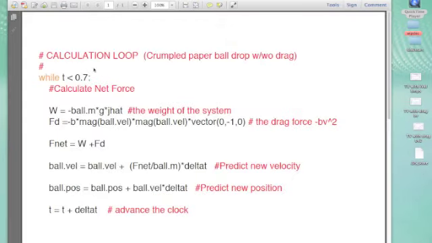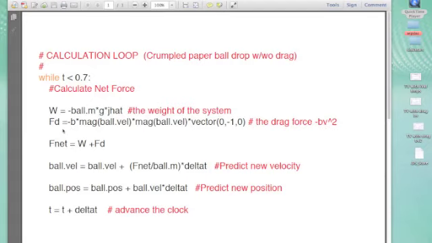This is the calculation loop I used for the crumpled paper ball. We dropped the paper 2.5 meters, so less than a second. Our 0.7 seconds was fine here. This is the weight of the system, just the mass of the ball times g, 9.8 times j hat in the downward direction. This is the drag force calculation. This is the drag coefficient times the velocity squared.